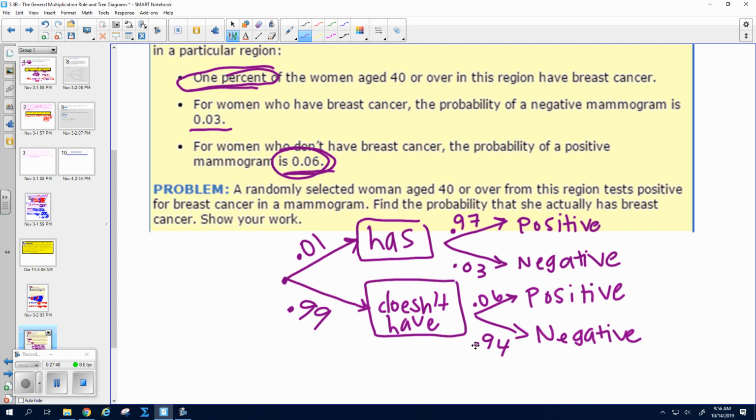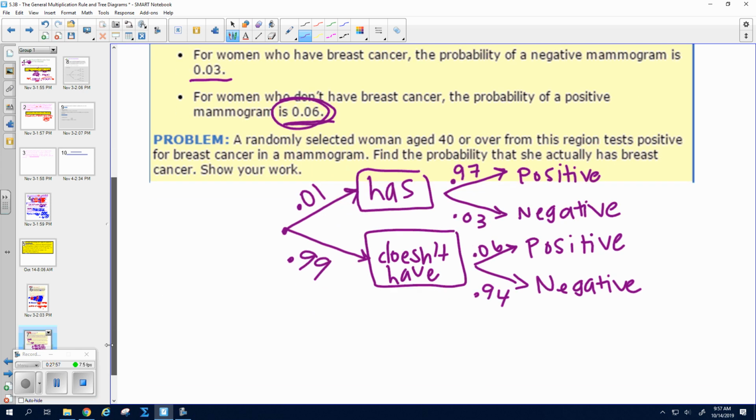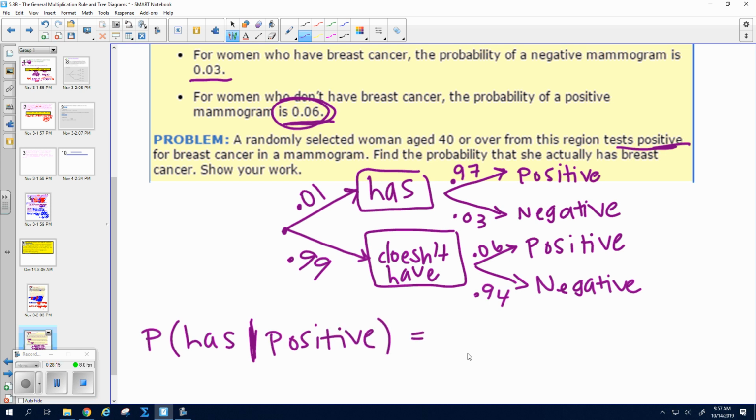All right, now let's set up what they're actually asking. A randomly selected woman over age 40 from this region tests positive. What's the probability she actually has breast cancer? This is a given statement, and you have to be able to recognize those. All right, we're finding the probability she actually has it, given we know she got a positive test result. All right, so first plug it into your formula. So it's the probability of H and P, I'll shorten those words, over the probability of P.